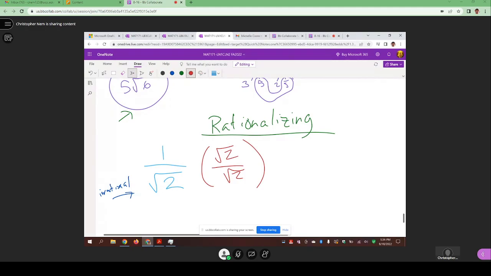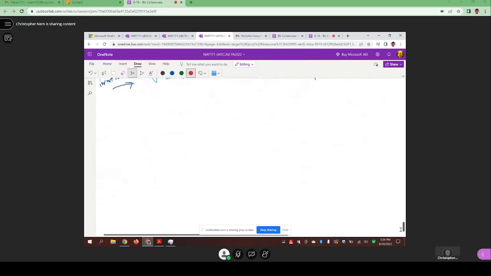Well, you are not changing the value of your problem, because square root 2 divided by square root 2 is equal to 1. I'm only changing its representation. In doing so, I get square root 2 over square root 2 times square root 2. We talked about how to multiply radicals. That's square root 4. And this simplifies to square root 2 over square root of 4, which is 2. Boom. So that's how you rationalize, and we're done with that.